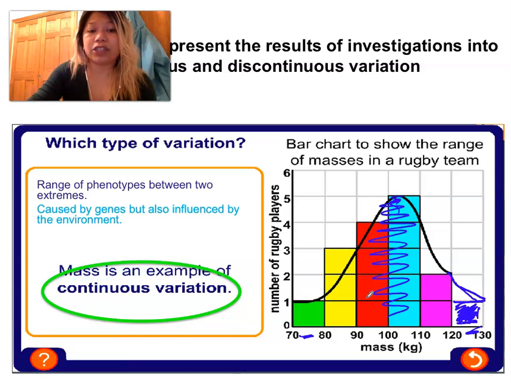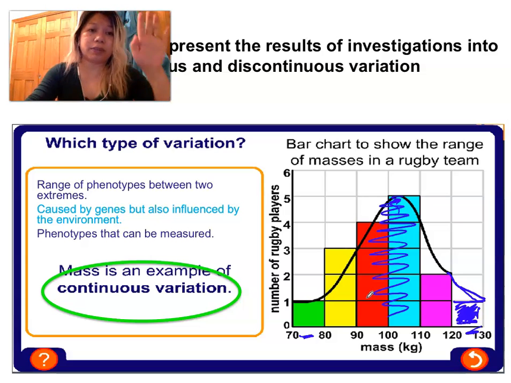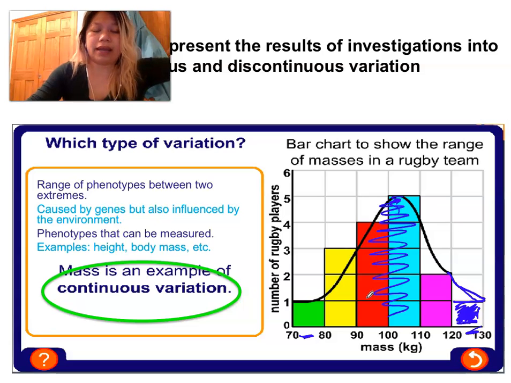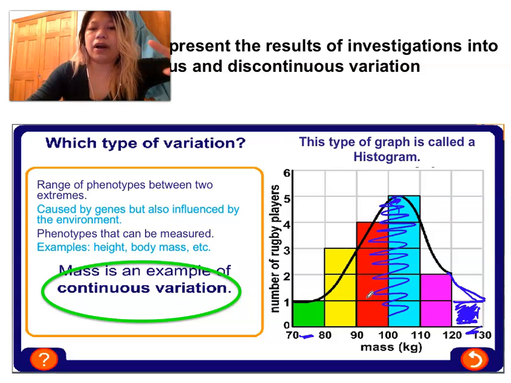It's caused by genes, right? Someone's weight is caused by genes, but it's also influenced by the environment. What's your caloric intake? How many calories are you taking in each day? The phenotypes can be measured. You can measure someone's weight. You can measure someone's hand length. And again, I gave you some examples there. All right, so again, this is called a histogram, and it is a type of bar graph, but it is called a histogram.